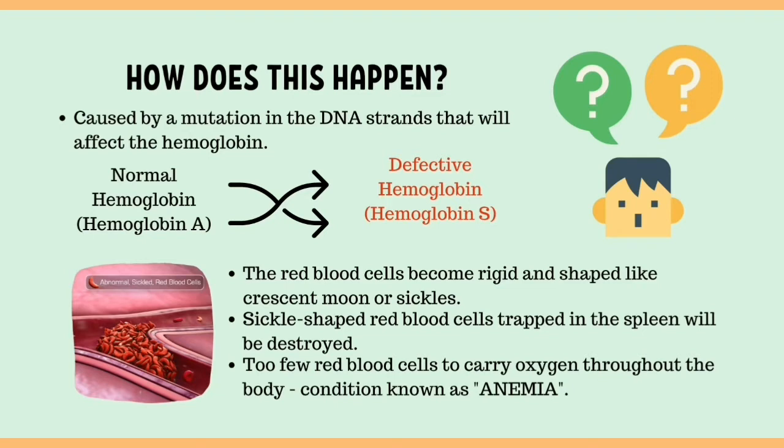Sickle cell anemia is caused by a mutation in the DNA strands that will affect the hemoglobin. The hemoglobin in people with sickle cell anemia becomes defective and causes the red blood cells to change shape. The normal hemoglobin, called hemoglobin A, will be replaced by the defective hemoglobin, which is known as hemoglobin S. Over time, the red blood cells will become rigid and shaped like crescent moons or sickles. When the sickle-shaped red blood cells get trapped in the spleen, they will be destroyed. As the body cannot replace the lost cells fast enough, the body will then have too few red blood cells to carry oxygen throughout the body, and this condition is known as anemia.